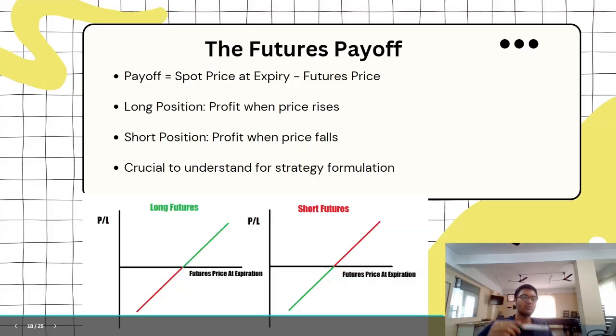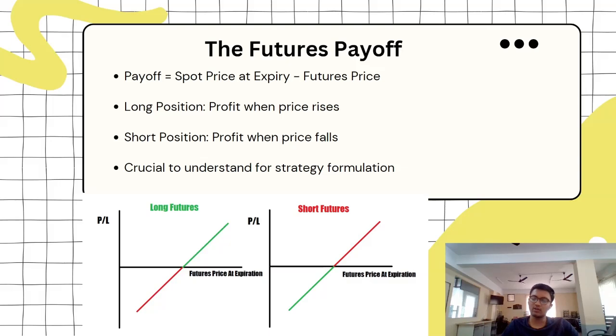So I will tell you about the future payoffs. In long futures, when I'm buying a future contract, you'll see this graph. This graph is of steps. You can see a particular linear curve. Why is it linear? Because the price of future contracts will be moving upward in a linear position or moving downwards in a linear position.